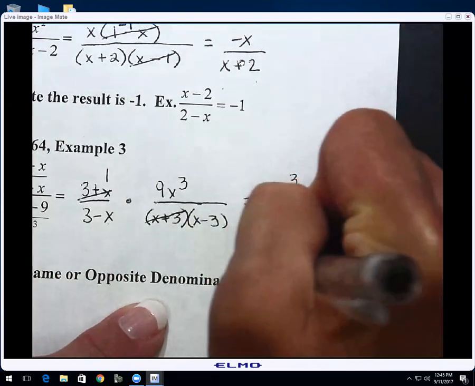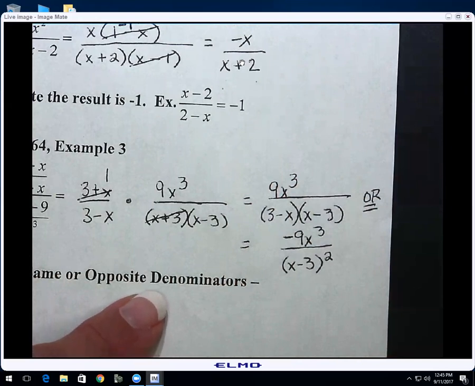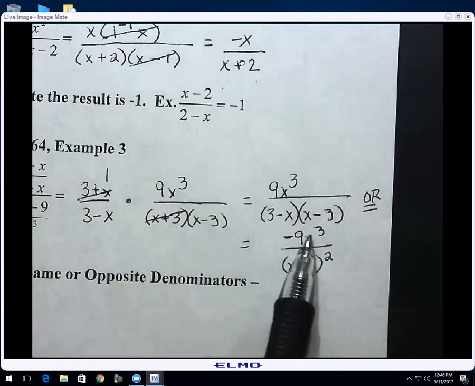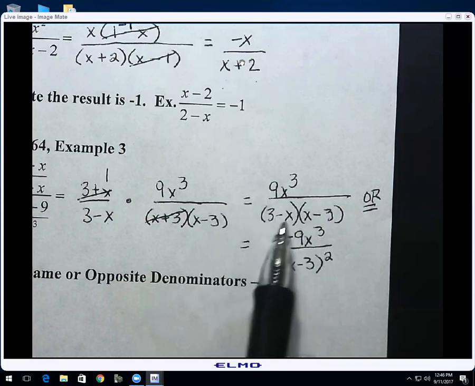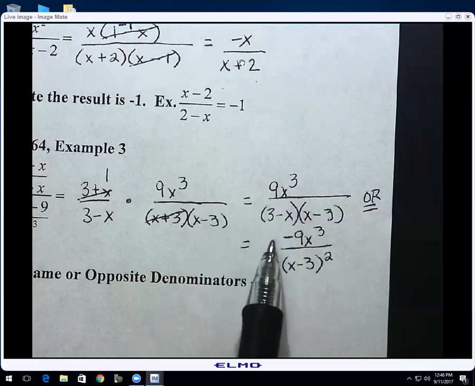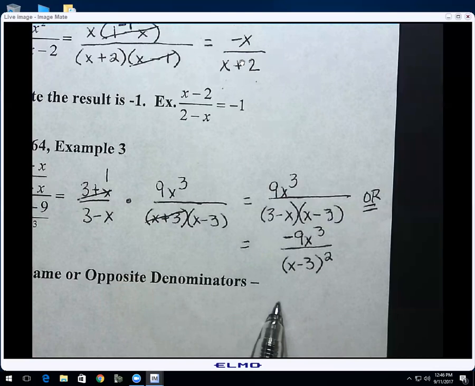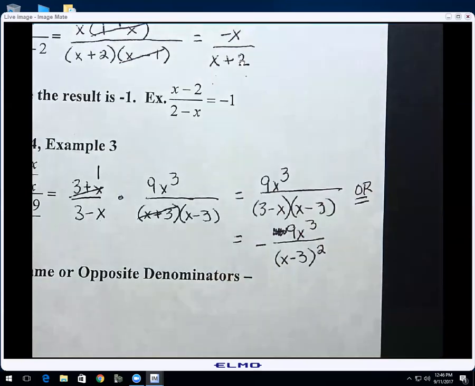Tell me how they got this answer in the back of the book. Since these factors are opposites, you could make one of them become the other, either by multiplying by negative 1 or factoring out a negative 1. If you factor a negative 1 out of 3 minus x, it becomes x minus 3, and then you can just choose to put that negative in the numerator rather than the denominator. You could also, actually, I think in the back of the book, they write the negative out front. Either one of those is okay.